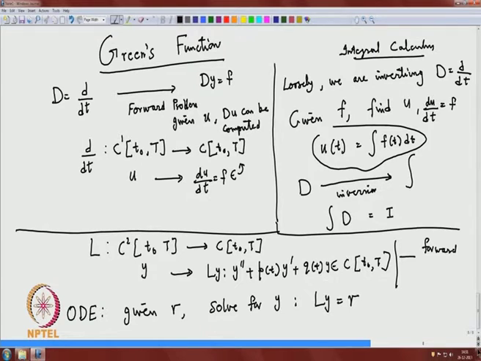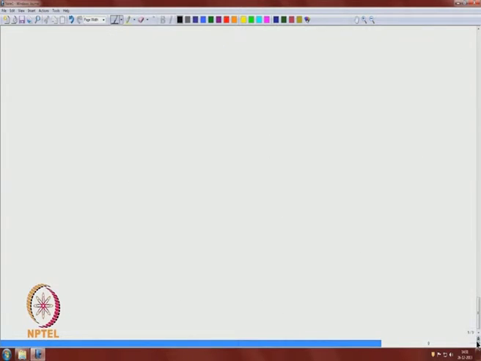So, I can introduce a mapping S from C of t naught to T. You do not have to worry about the spaces right now, that is not the issue here. For given R, you are finding the solution y, which is nothing but S R. I call this y equal to S R.